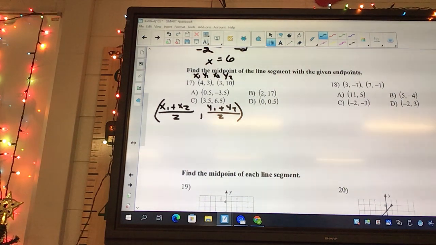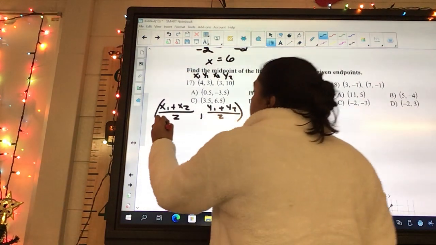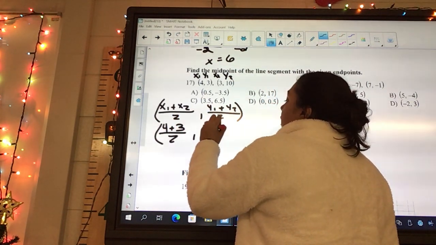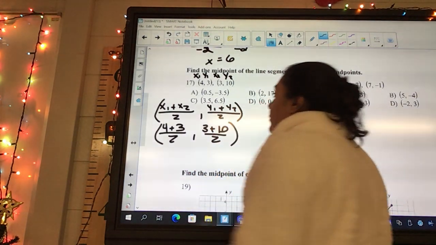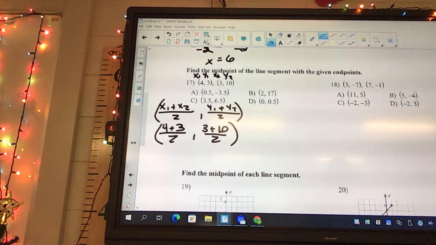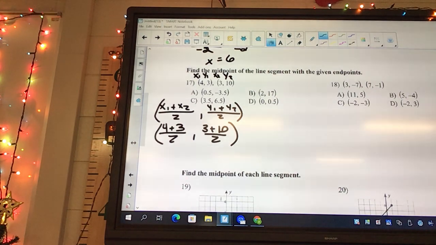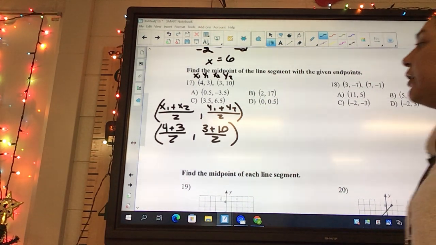Okay, so we can go ahead and we got 4 plus 3 over 2. And then we got 3 plus 10 over 2. Okay, and type those in your calculator. See what you get. Well, you gotta do them separately. So do 4 plus 3 over 2. I was looking at the board. 3.5. So do you need to do the y part?